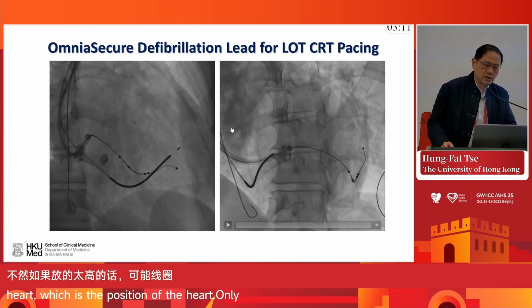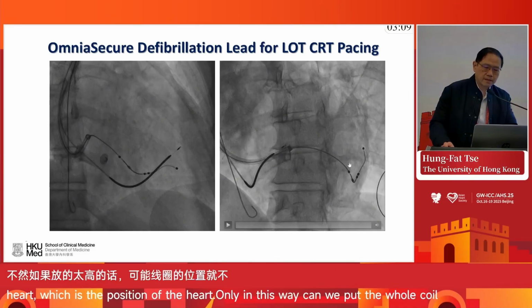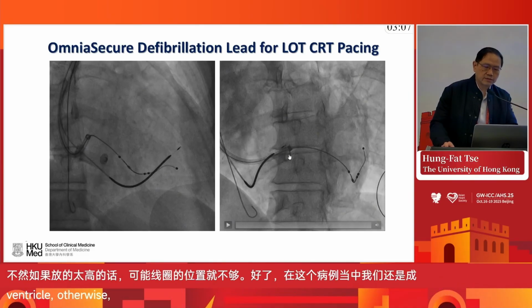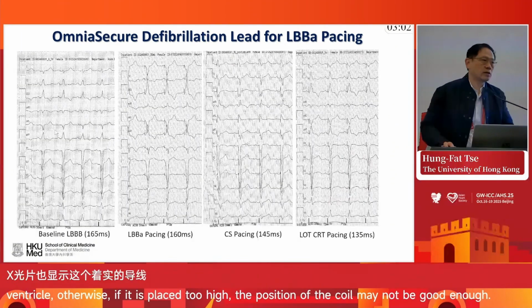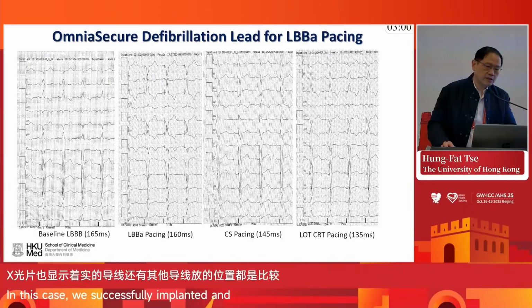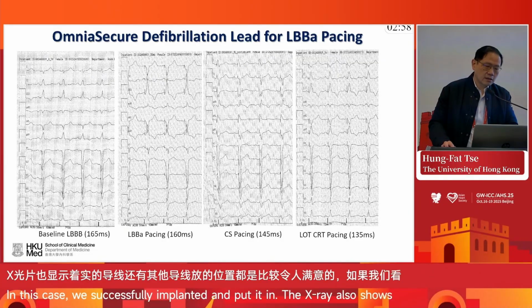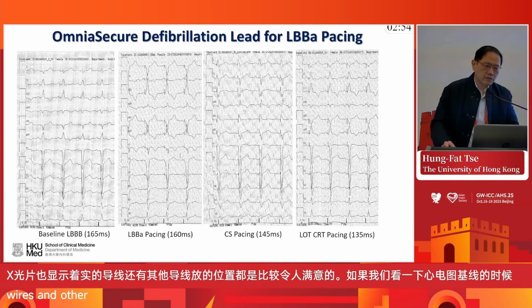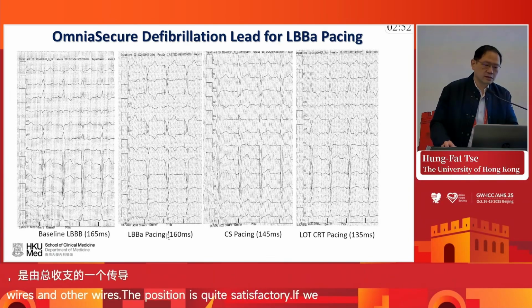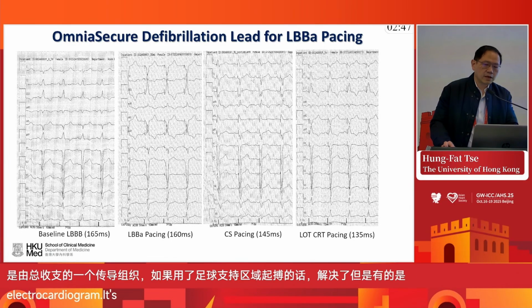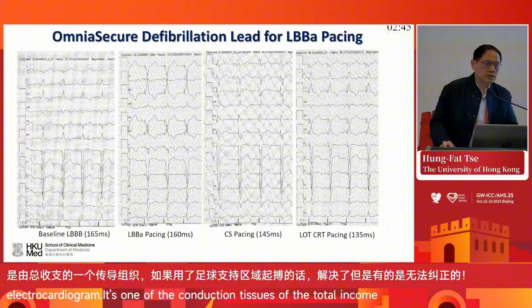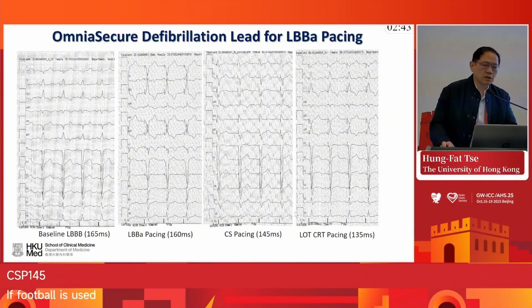So you see this is the X-ray looking at the LV lead and the CSP ICD lead. And when we look at the ECG, this is a patient with baseline left bundle branch block, QRS 165. With LBB pacing, we correct part of it, to 160. With CS pacing, 145. But if we do LOT CRT, we actually get the best QRS morphology reduction with this kind of configuration.